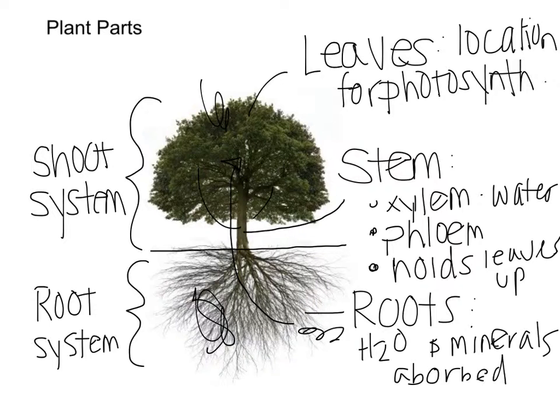So if you think about it, all the parts of the plant, the leaves, the stem, the roots, the xylem, the phloem, everything in the plant is an adaptation for the plant to be able to produce its own food using energy from the sun, water that it takes in, and the carbon dioxide that it takes in through the leaves.